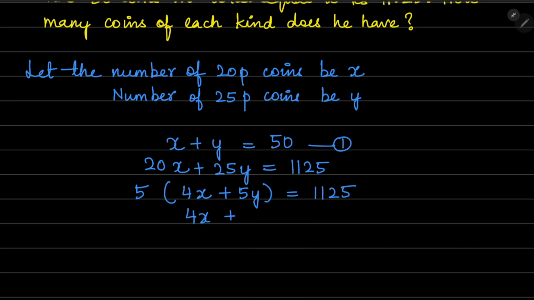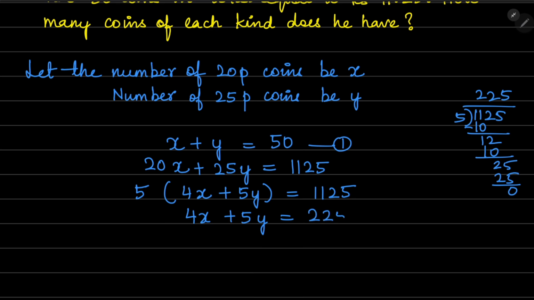So 4x plus 5y is equal to 1125 divided by 5. So 5 2s are 10, again 5 2s are 10, again 25, 5 5s are 25. So what is it? 225, right? Now this is your equation 2.